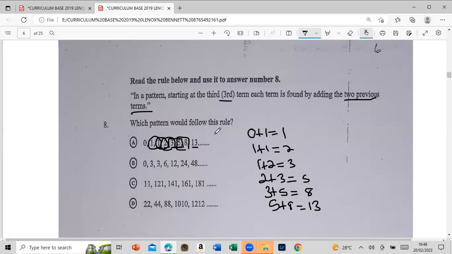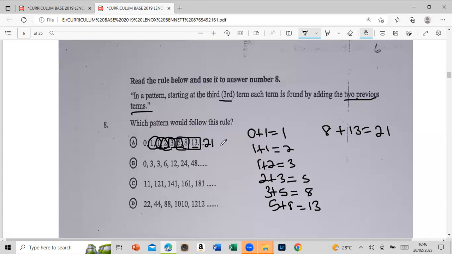Alright, so here we go. We should add the last number, which is 8 plus 13. Let's see if you guys got that. What's 8 plus 13? That is equal to 21. So our next number would be 21.